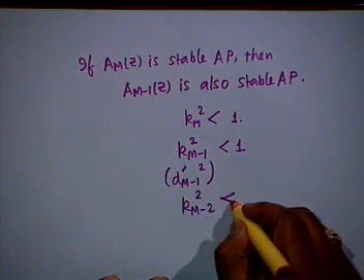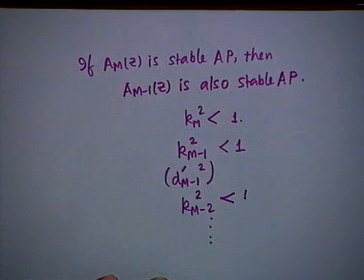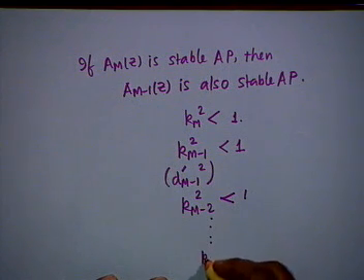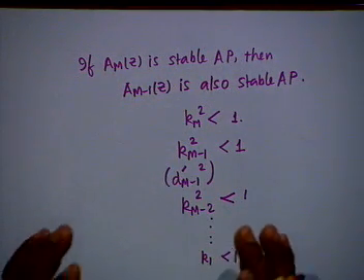That should also be less than 1, and we proceed up to the first order, that is K1 should also be less than 1. So, this is the stability test. Given the transfer function, is the proof clear? Is the logic clear? Why it is so? It is very important that you understand the logic.